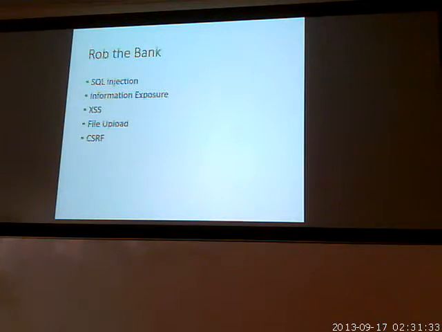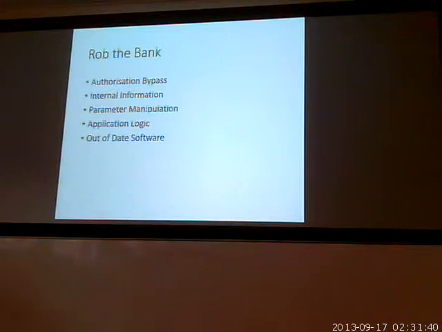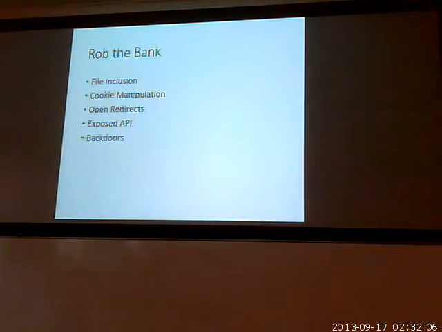So just a reminder of all these vulnerabilities: you have SQL injection, information exposure, cross-site scripting, file upload, cross-site request forgery, things like authorization bypass, where the authorization either wasn't checked at all or was only checked at the wrong part of the process or only at the beginning of the process and it's possible to bypass that. Internal information, so error leakage, insecure information, parameter manipulation and basically bypassing validation or non-existent validation. Application logic, so what the application should actually be doing, and managing to branch it out in ways that weren't originally anticipated. Out-of-date software that needs updating.